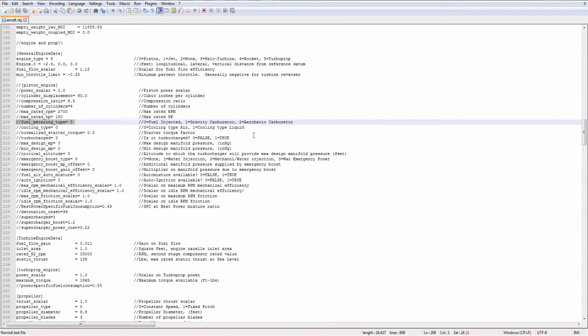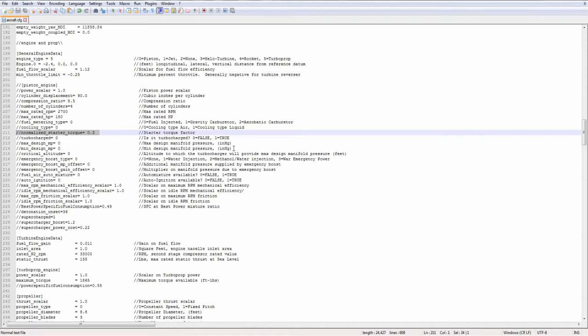Cooling type: is it air-cooled or is it liquid-cooled? Normal starter torque. This is the torque that the starter motor kicks out. If you've ever had a problem with an engine, when you're starting an engine and it fails to start but knocks the plane around all over the place, this is where you should come to look at that, because it probably means they turned the starter torque up too high.